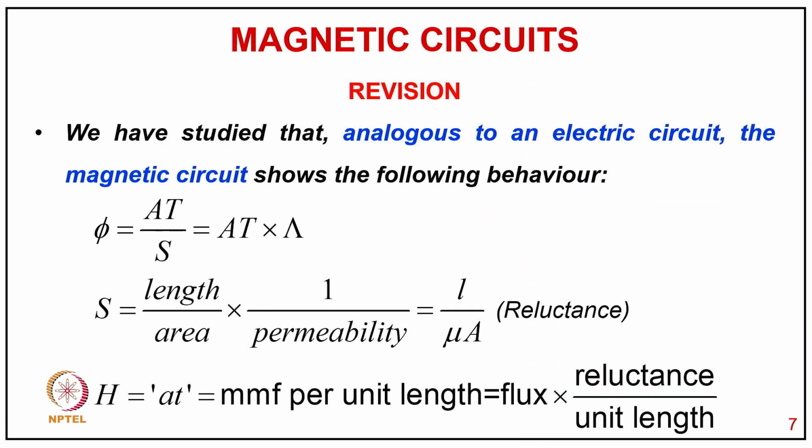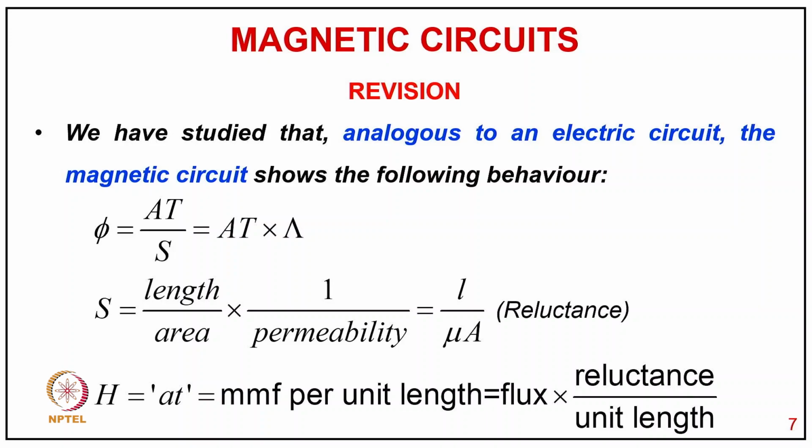Now coming to the calculation, we have studied that analogous to the electric circuit, the magnetic circuit also shows the following behavior: the flux is equivalent to the current of the electric circuit. Flux is the total ampere turns divided by the reluctance, or it is AT into rho, the permeance. From this the reluctance is length upon area into 1 upon permeability, that is L upon mu A.